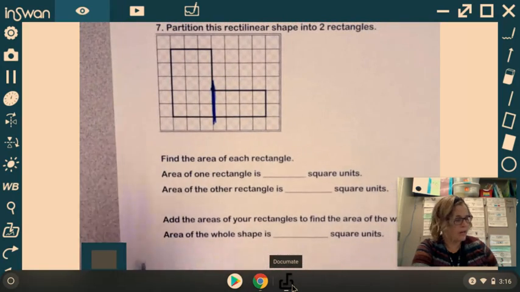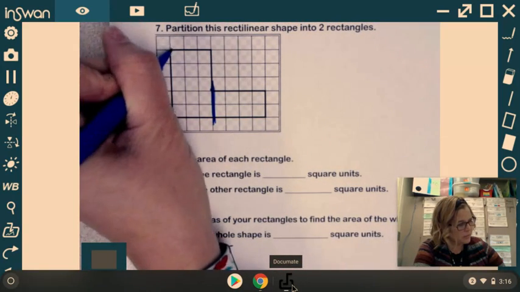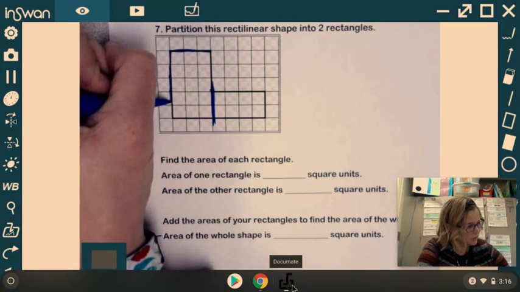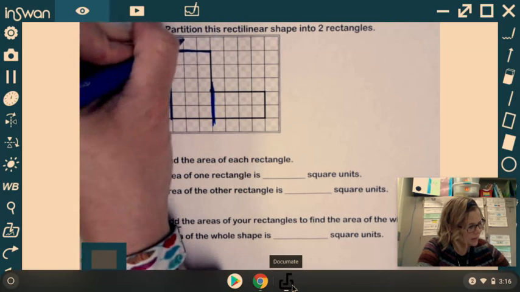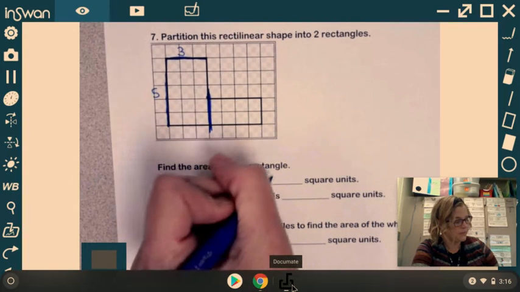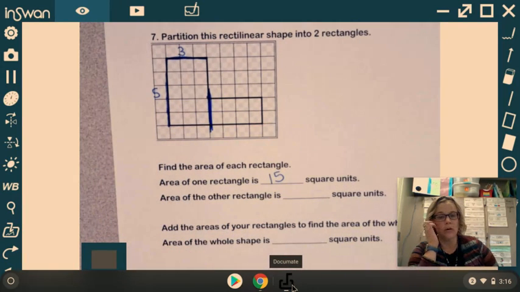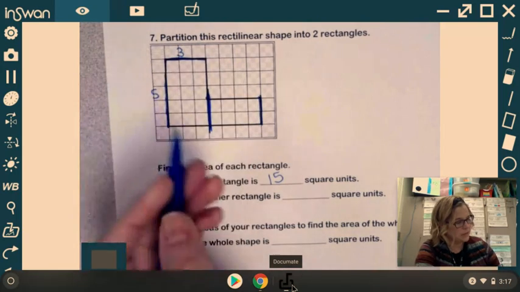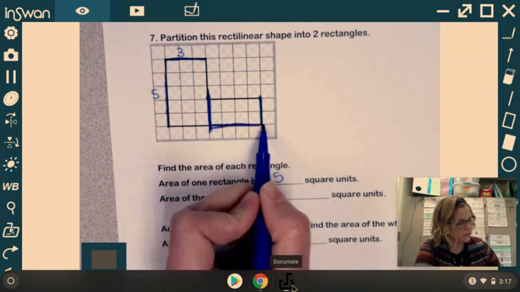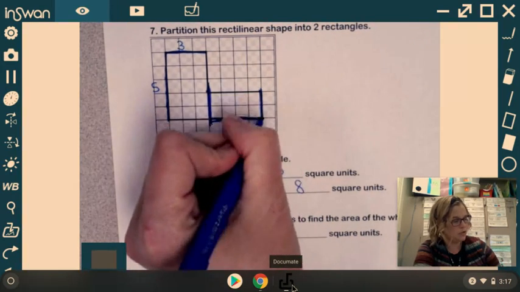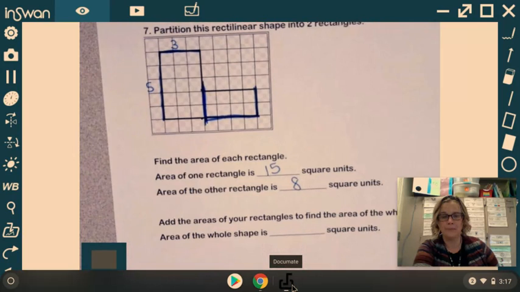So the area of number 1, let's go 1, 2, 3, 1, 2, 3, 4, 5. So this is 5 and 3. So what will the area of this rectangle be? You should have said 15. What will the area of the second rectangle be? So this one is 2. And the bottom is 4, so what will the area be? You should have said 8, because 2 times 4 is 8.